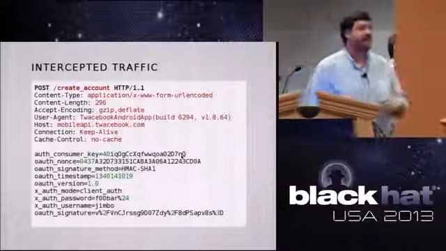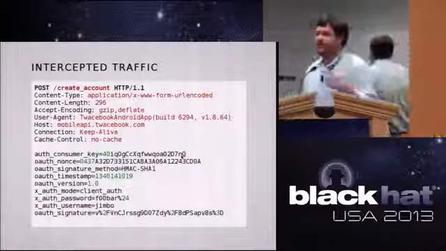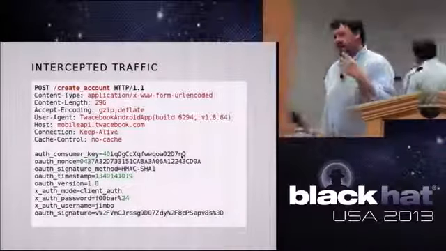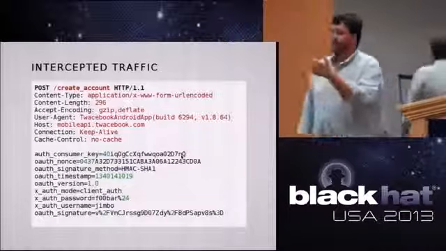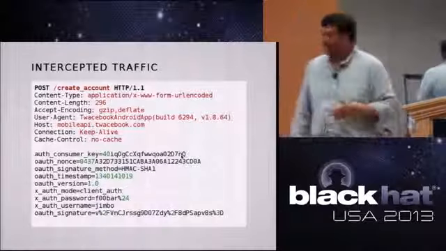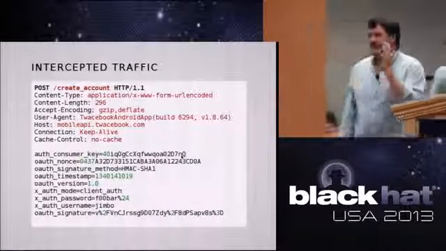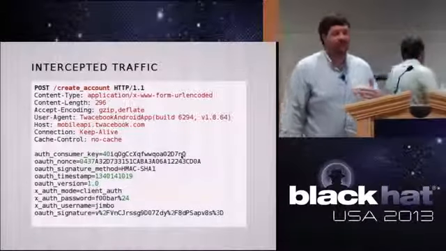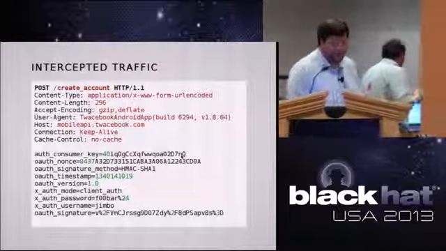So, getting down into it. This is our intercepted traffic. This is what we're looking at for these kinds of things. You can see our OAuth signatures. You're seeing a POST. It's your standard HTTP API, right? And then all this API junk as well that we're going to talk about.